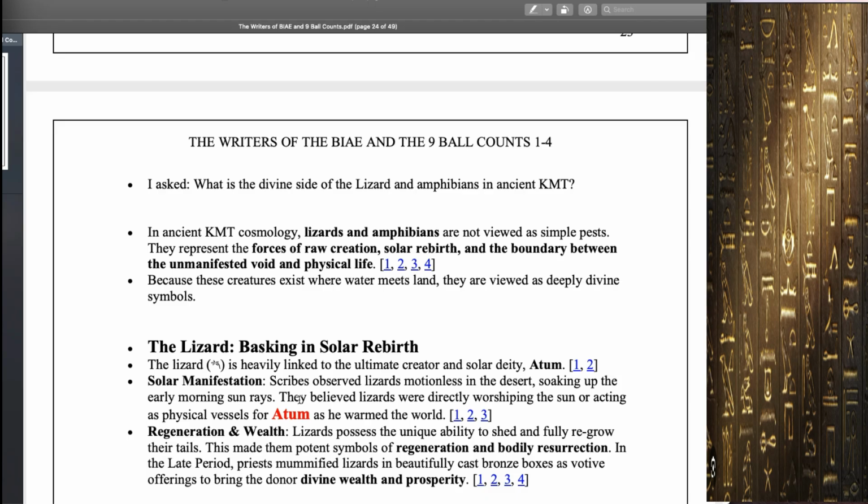Solar manifestation. Scribes observed lizards motionless in the desert soaking up the early morning sun rays. They believed lizards were directly worshiping the sun or acting as physical vessels for Atum as he warmed the world.